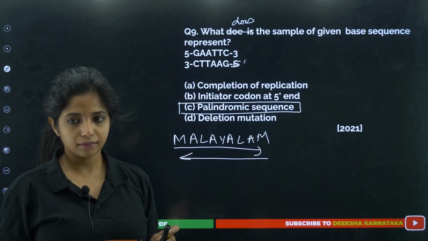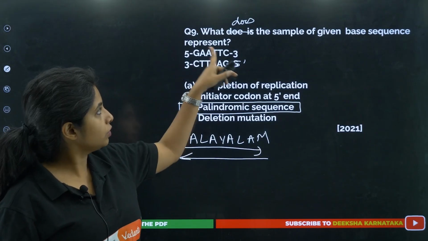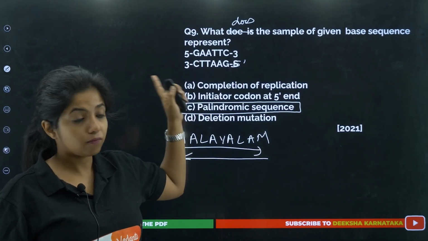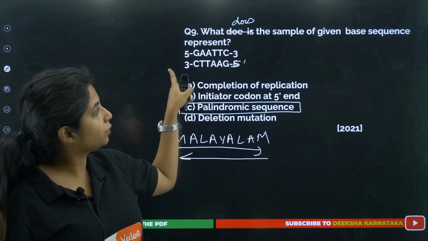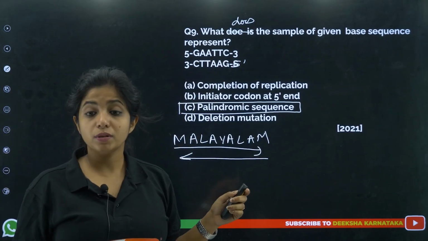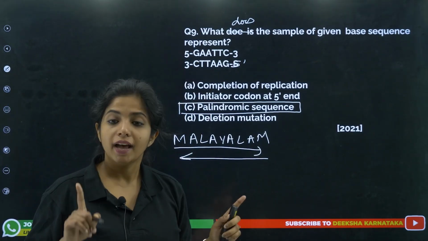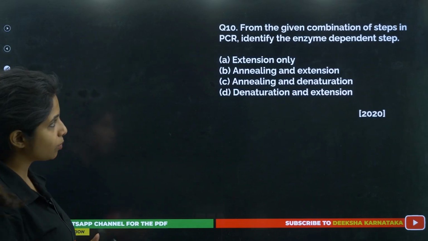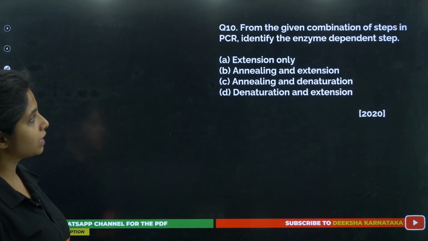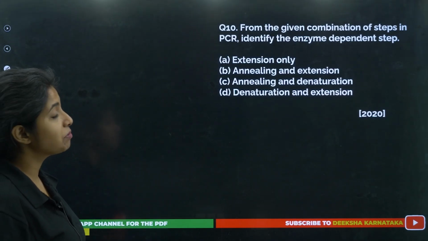Okay. Cool. 2021. So whenever you see both strands are read in the same way, with the same polarity, 5' to 3', 5' to 3' is the same thing, then they are palindromic sequences. There are so many questions associated with it. I will be showing you that as well. Now the 10th question: from the given combination of steps in PCR, identify the enzyme dependent step.